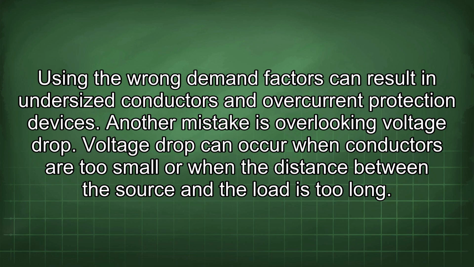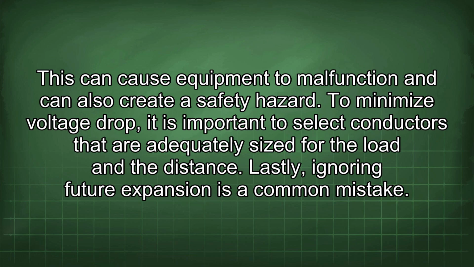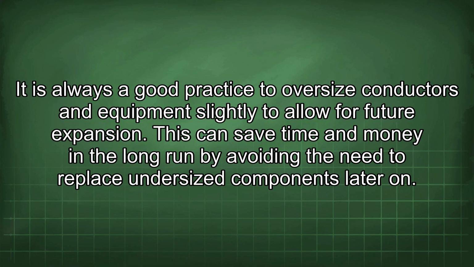Another mistake is overlooking voltage drop. Voltage drop can occur when conductors are too small or when the distance between the source and the load is too long. This can cause equipment to malfunction and can also create a safety hazard. To minimize voltage drop, it is important to select conductors that are adequately sized for the load and the distance. Lastly, ignoring future expansion is a common mistake. It is always a good practice to oversize conductors and equipment slightly to allow for future expansion. This can save time and money in the long run by avoiding the need to replace undersized components later on.